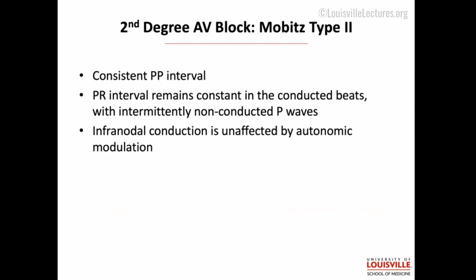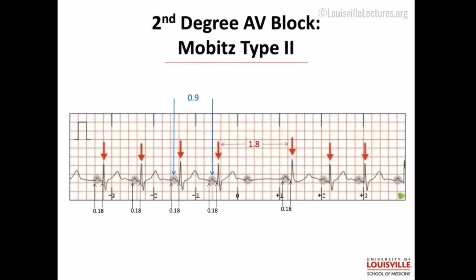Now, second-degree AV block Mobitz 2, this is where the PR interval is the same, and then the P wave is dropped and non-conducted suddenly, okay? So this is a little bit further down in the conduction system, and therefore it does not really respond to autonomic modulation, and this is a more concerning type of rhythm problem. So here we can see a constant PR interval, and then all of a sudden, out of the blue, one of the P waves is not conducted. So this is going to be Mobitz 2, second-degree AV block.